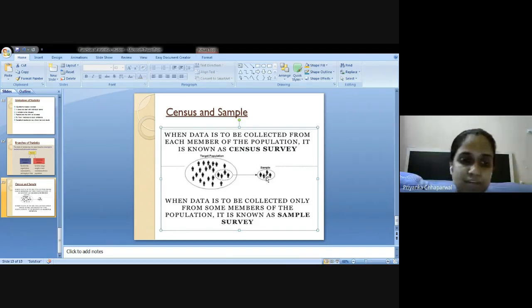Yes, students, do you have any question? Yes, you understand what is the census and what is the sample and which one is good.